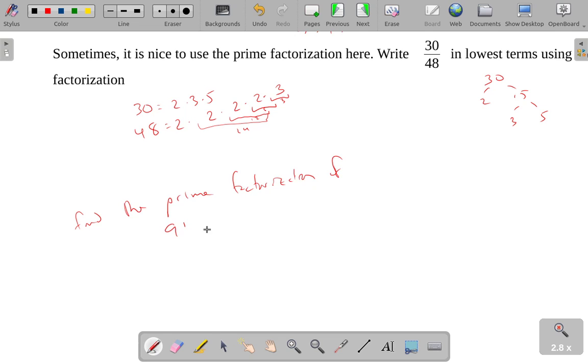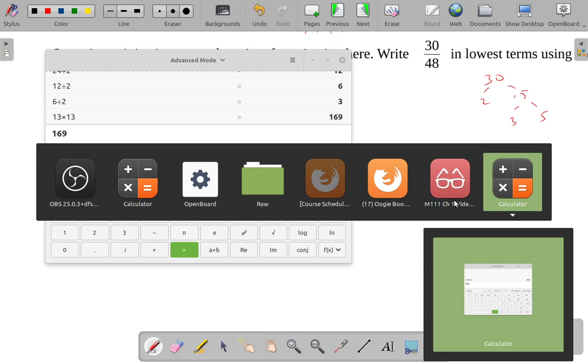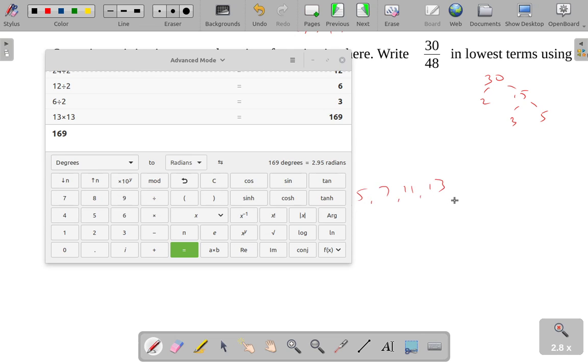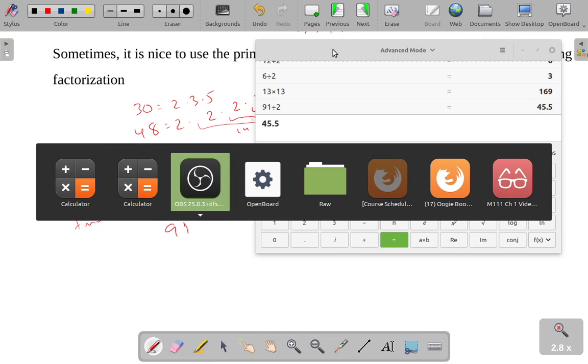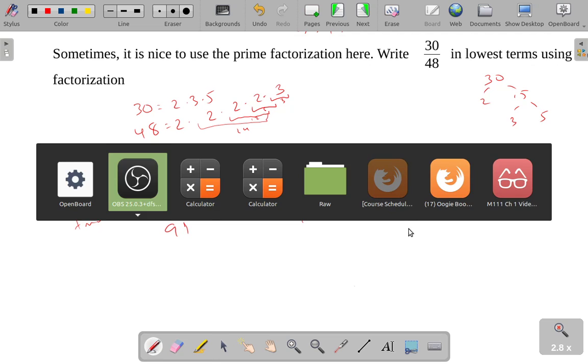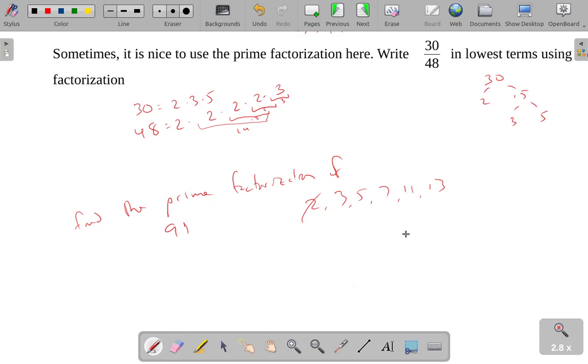of 91, well, I would try 2, 3, 5, 7, 11, 13. Okay, so let's just try the various numbers in this list. Apparently I have the calculator open multiple times. All right, we'll do 91 divided by 2. Of course, it's not even, so it's not divisible by 2. So let me just cross that one off.